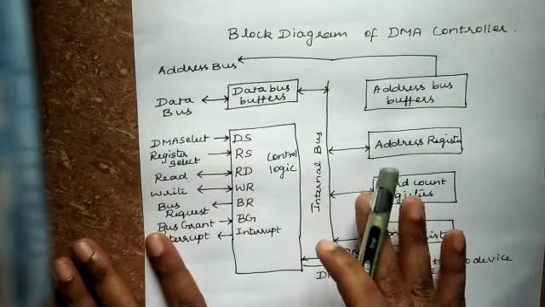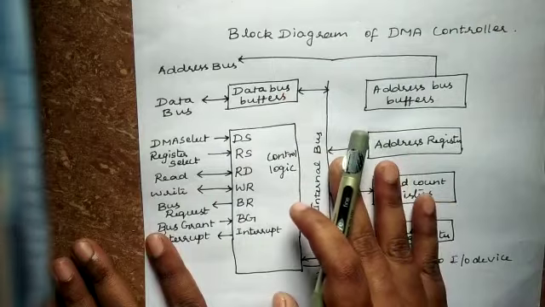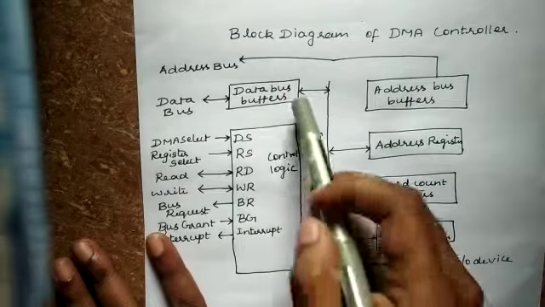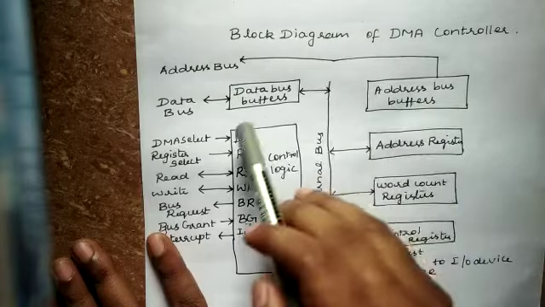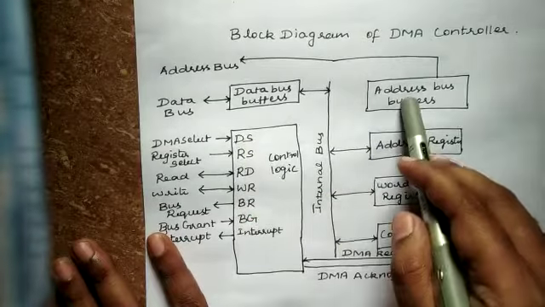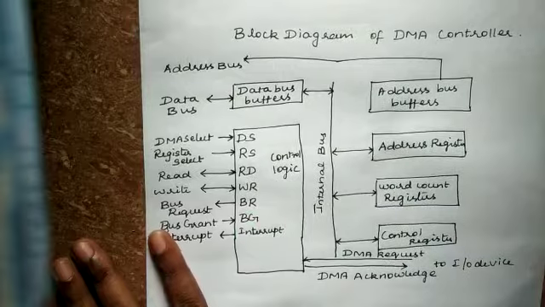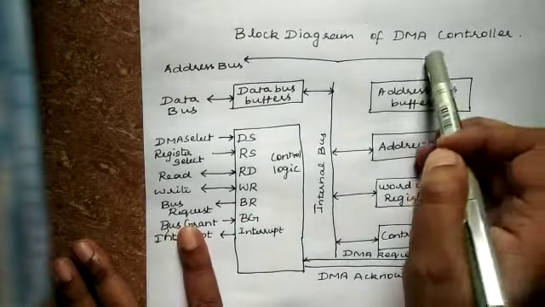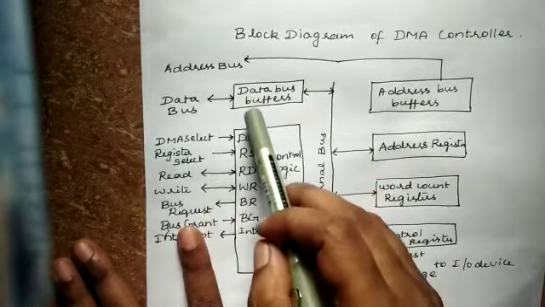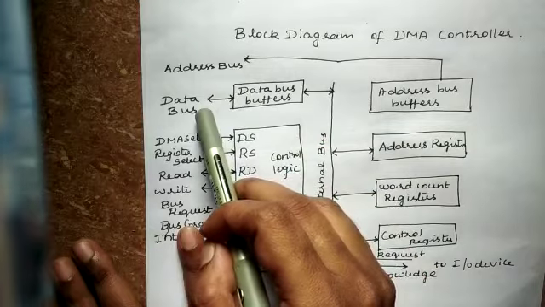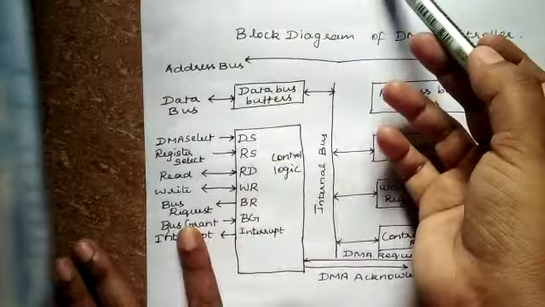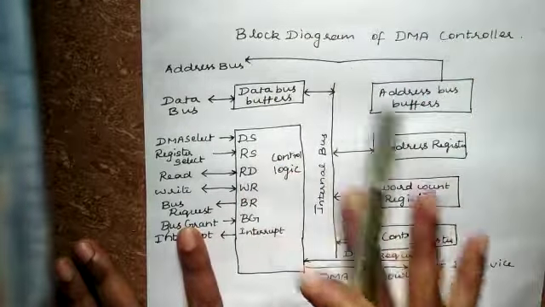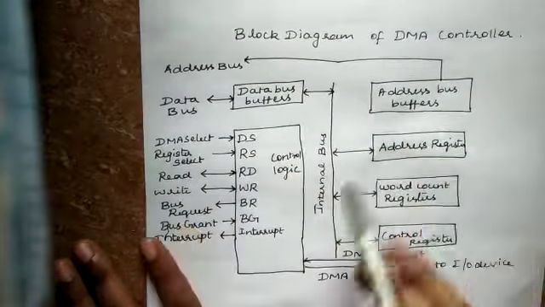So this is the outline of this DMA controller. The entire operation is done with the help of this DMA controller. And we have separate data bus buffers and address bus buffers in order to send the data and the address respectively. Here the address bus buffers will be connected with the address bus, and the data bus buffers with the data bus. This will again be interconnected with the CPU and also the memory. That we will discuss in the DMA transfer.